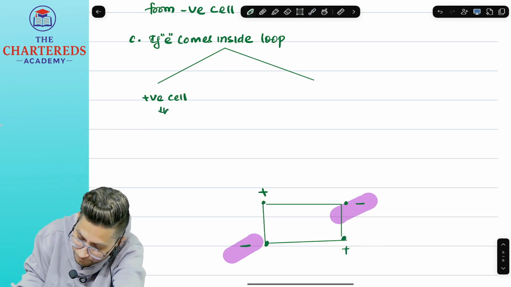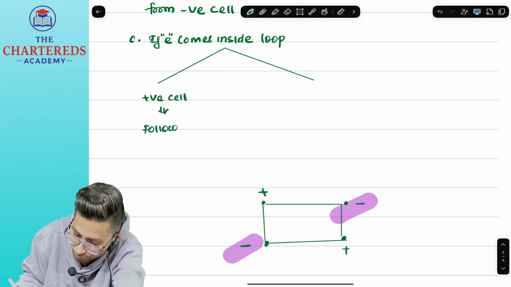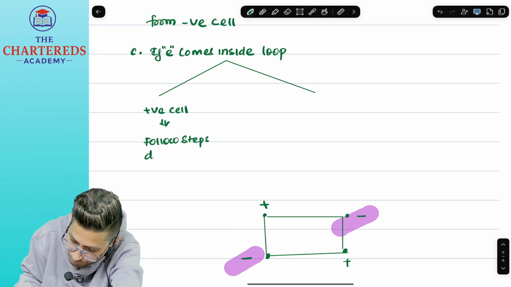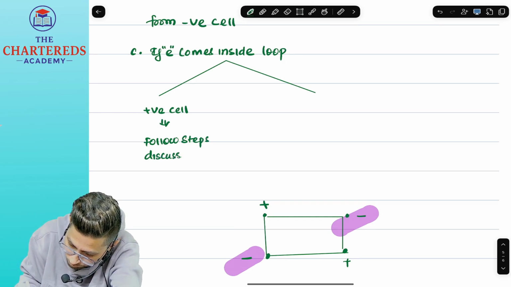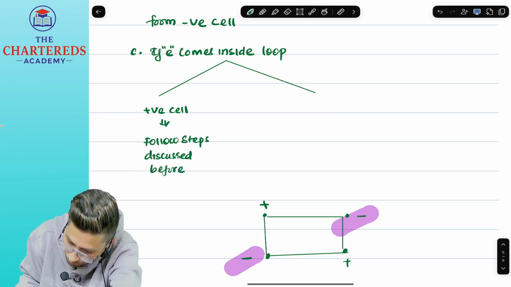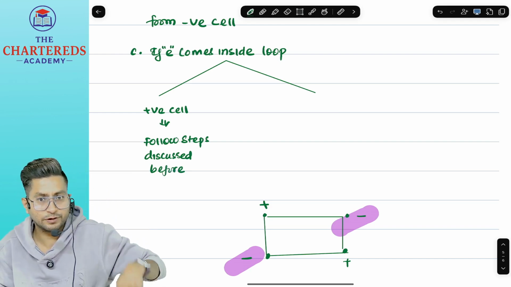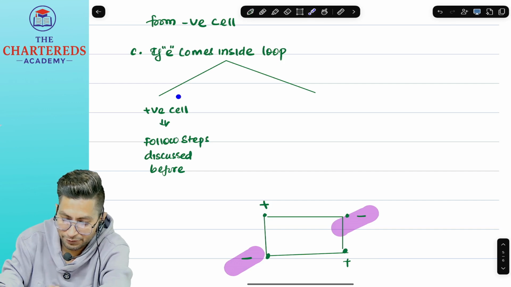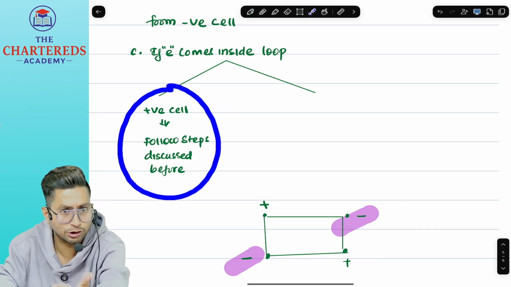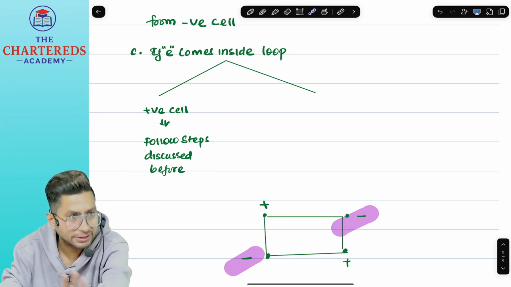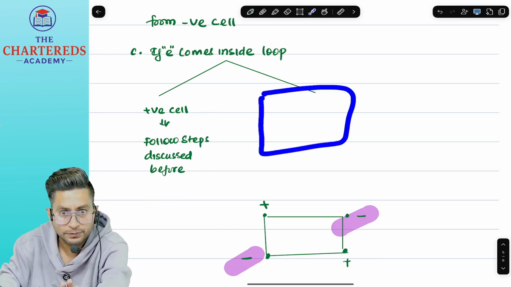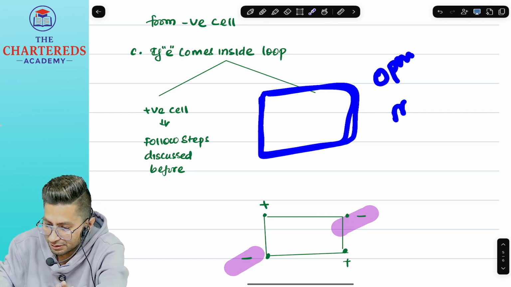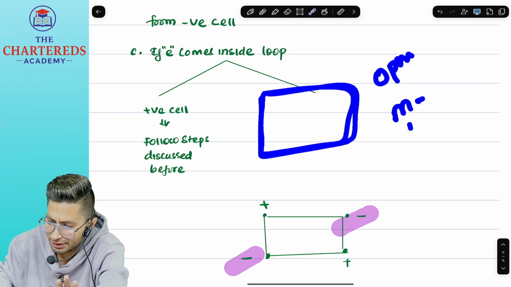Then follow the steps discussed before. First I will create a loop, assuming the epsilon value is how much? 0. I repeat, if epsilon comes in the positive cell, the value of epsilon is 0. Assuming that it is 0, I will create a new loop. After creating the loop, I will check for optimality. After that, MODI only I will do for optimality, and then what will I do?